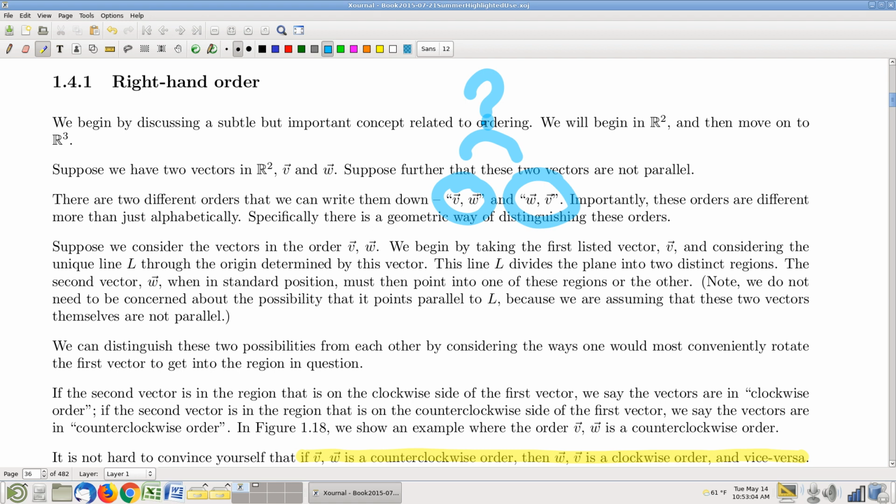And let me give you a smart alecky answer first. This one is alphabetical order, and this is reverse alphabetical order. Right? Okay, now clearly I'm being silly. Why is that silly? It's silly because we're just talking about the labels that are on the vectors. So let me make the question a little bit more precise now.